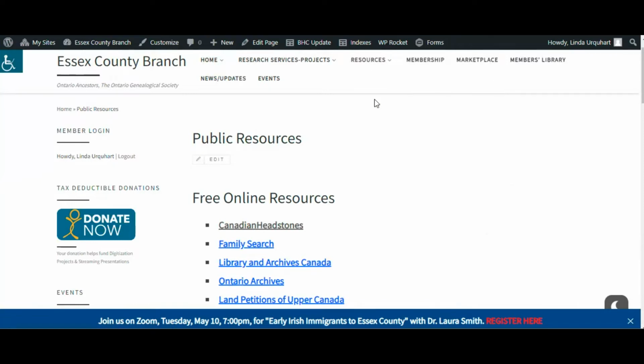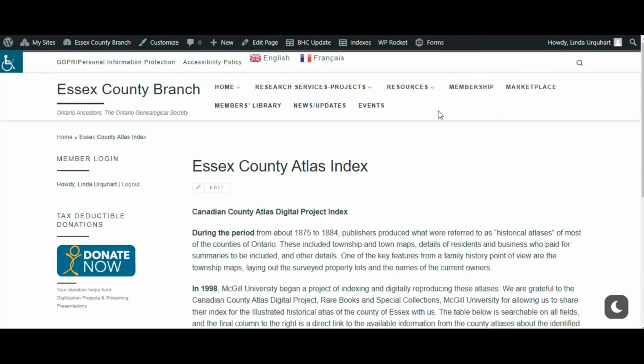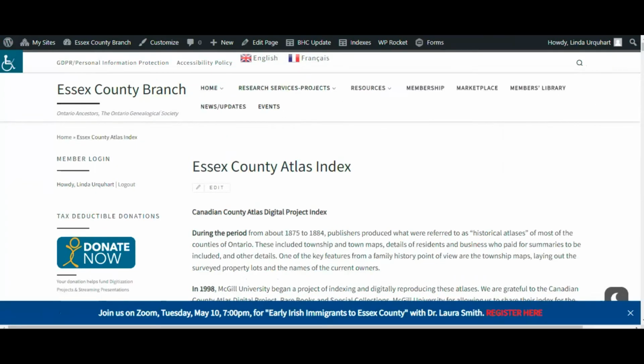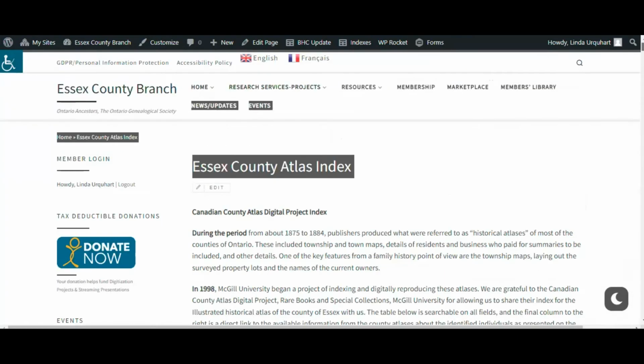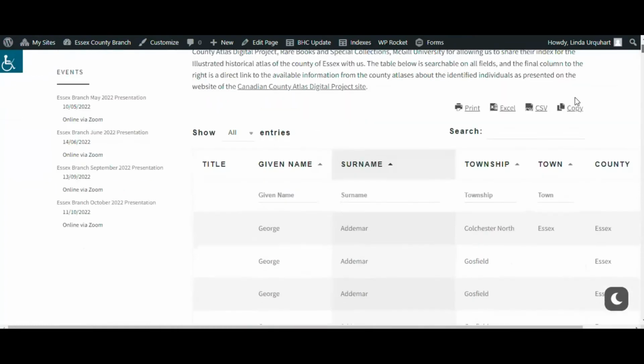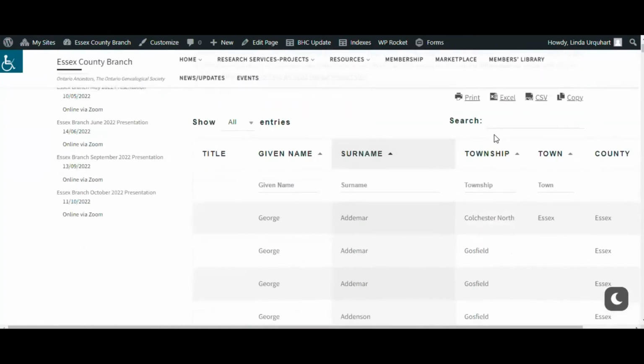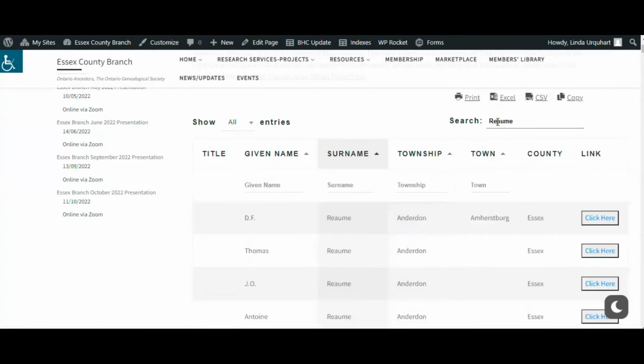The County Atlas Index was a project done by the University of Montreal. What we have here is an index to the Essex County branch of that project. And what you can do is you can do a search. I will search for Ream. And you can see there's a number of Reams that come up.